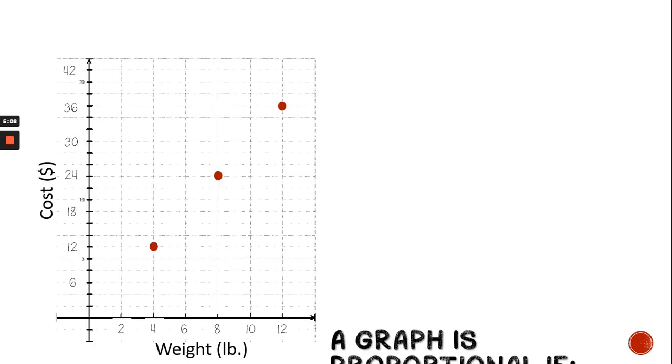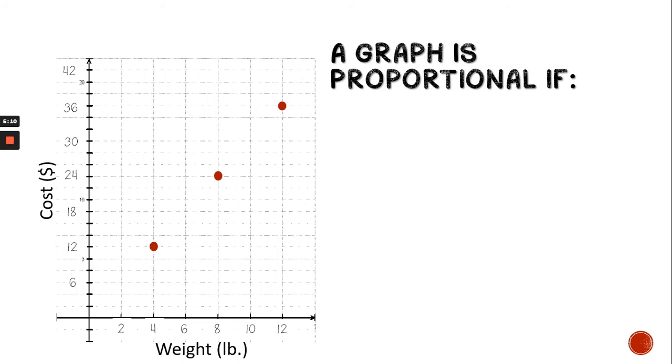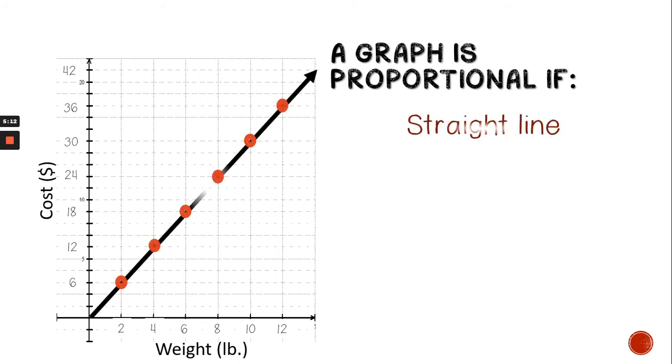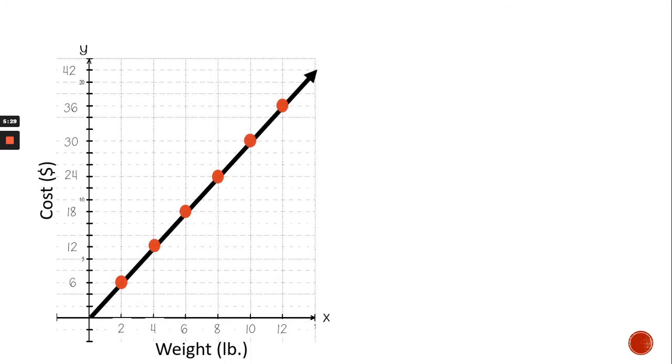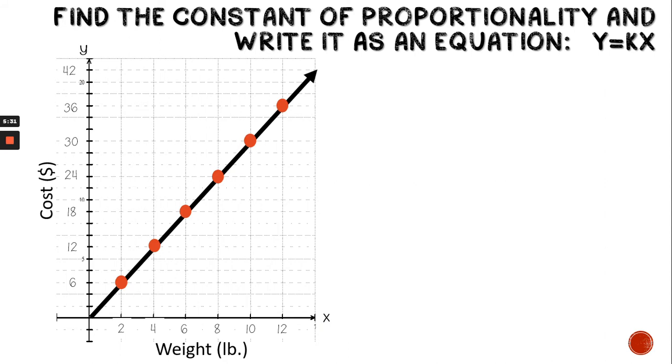So we're going to talk about graphs. So a graph is proportional if it has a straight line and it goes through 0, 0. Those are the qualifications for a graph to be proportional. So you are able to just look at a graph and see if it's proportional and then find K. So step 1 is proportional. So I'm looking at that same graph and I'm still going to be dividing y and x. Please remember that y is my vertical line and x is my horizontal line.